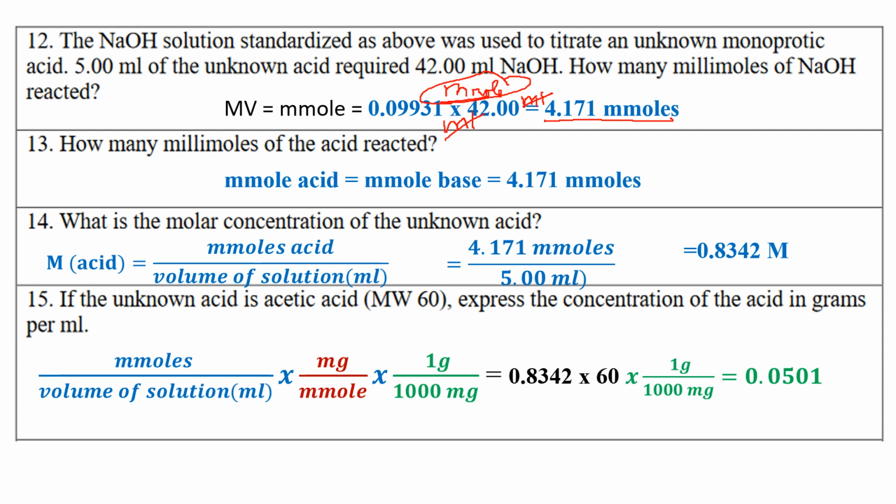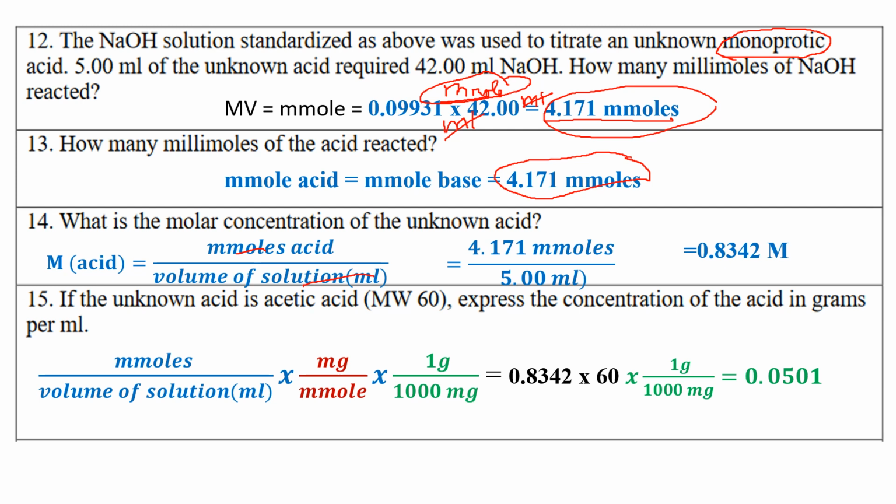How many millimoles of acid reacted? So if this is the base that reacted, again, 1:1 kasi sinabi dito monoprotic. So 4.171 millimoles of acid reacted. Then you are asked, what is the molar concentration of the unknown acid? Again, you remember that molarity is expressed in moles per liter or millimoles per ml. Millimoles per ml. Okay, so you have 4.171 millimoles.